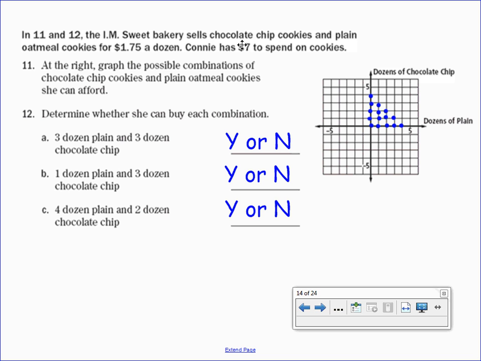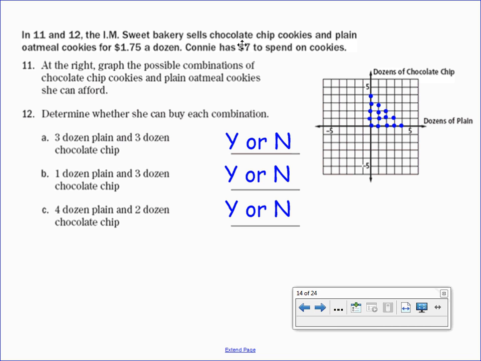combination that totals to 4, like 3 and 1 or 1 and 2. Anything less than 4 dozen total would allow her to purchase without going over $7. Is that the way you guys are interpreting this?